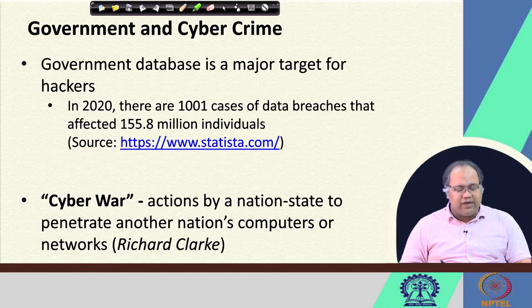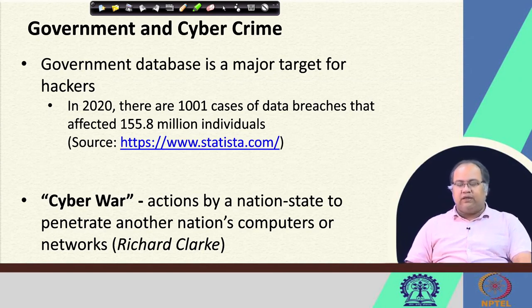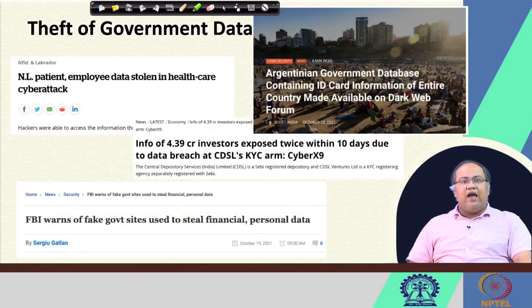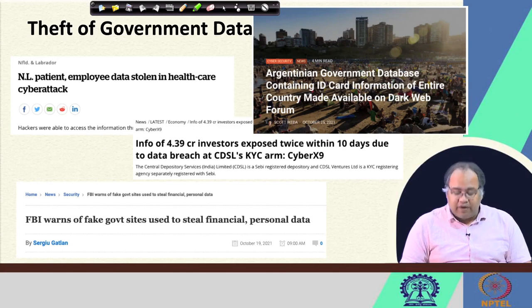For example, in 2020 there were around 1001 cases of data breaches that affected 155.8 billion individuals in the USA. That is a source available from Statista. And then there is this concept of cyberwar, which is the kind of action by a nation state to penetrate another nation's computers or network to extract their data and information. You will see that there is a lot of news about the theft of government data and breaches of information from government data.